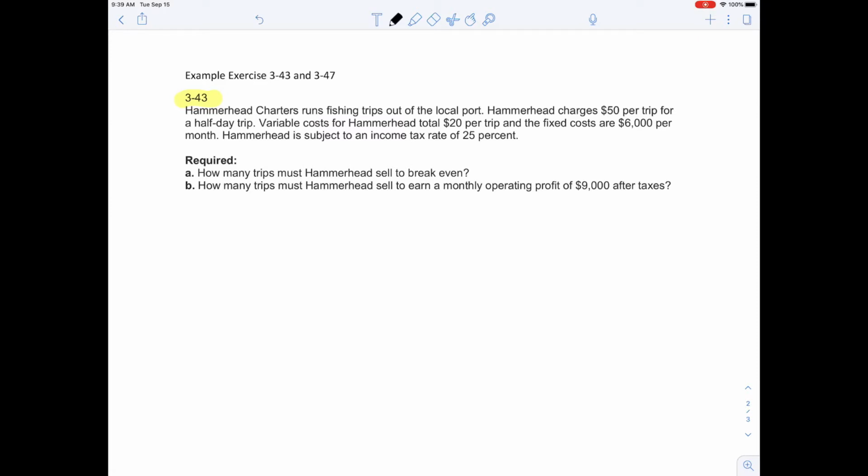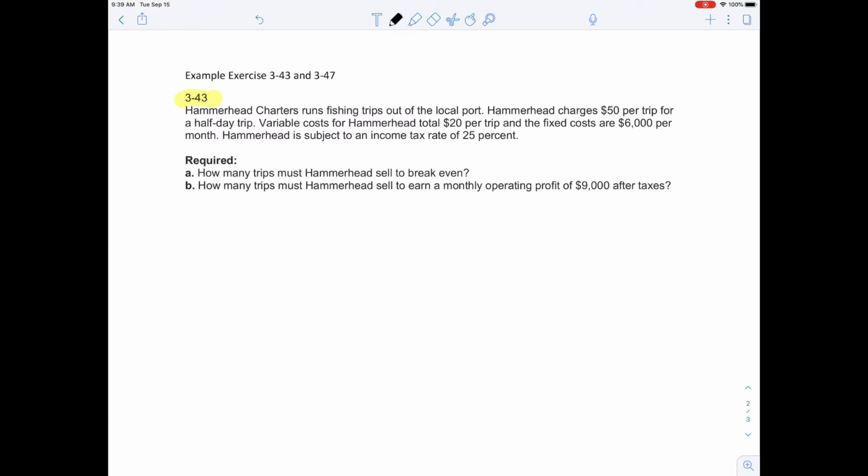Again, a lot of this course is focused on analyzing the situation and not just being able to apply numbers to an equation. So we need to make sure we can find the information that we need. So we're going to go through and find that information first. So Hammerhead Charters, they run a fishing trip. They charge $50 per trip.